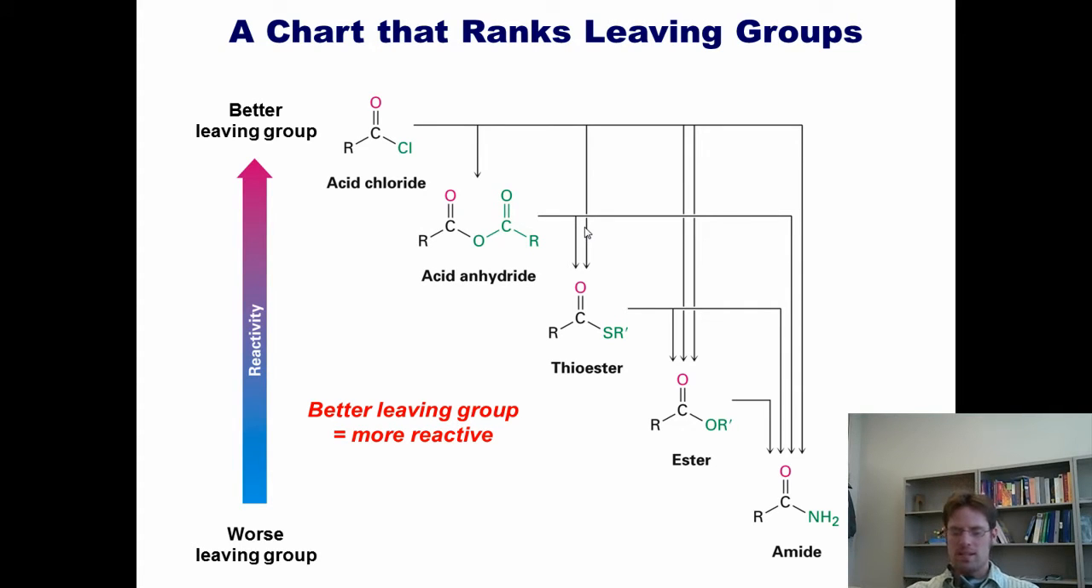This chart rates leaving groups from best to worst. Because chloride is such a great leaving group, acid chlorides are super reactive, and they're the most reactive in the series. NH2- is a very, very bad leaving group, and that's the reason why amides are the least reactive in this series. That's actually a good thing, since proteins are made up of large chains of amide bonds.